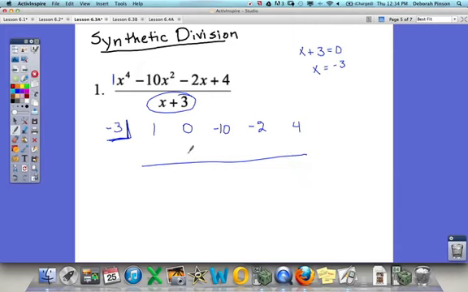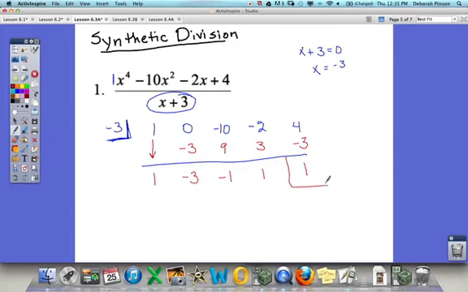Okay, now here's your process with synthetic division. You're going to bring your first number down, and then multiply the number in the box times that number. So negative 3 times 1 is negative 3. It'll go in the next space, and then add down. And then you're going to keep doing that pattern until you run out of space. So 9, add down. 3, add down. Negative 3, add down.